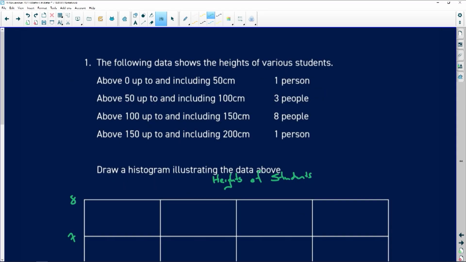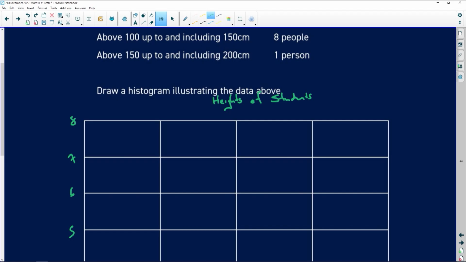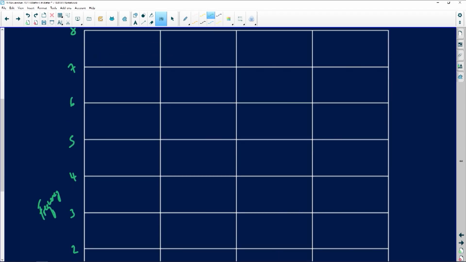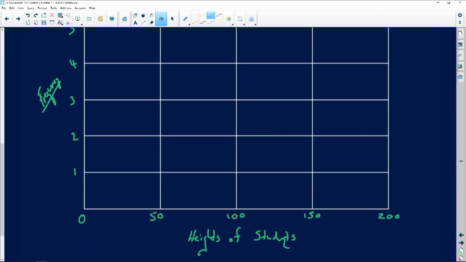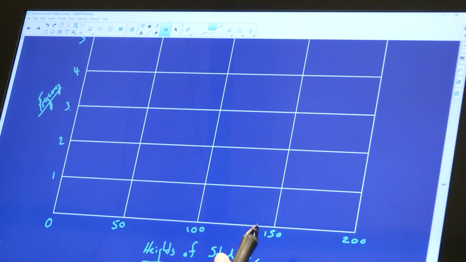The data below shows the heights of various students. Now, let's have a look at it. I've got here a heading saying heights of students. I've got to have a heading for my vertical axis, which in this case says frequency, and one for my horizontal axis, which says heights of students. Now you can see I've got 0 to 50, 50 to 100, 100 to 150, 150 to 200.